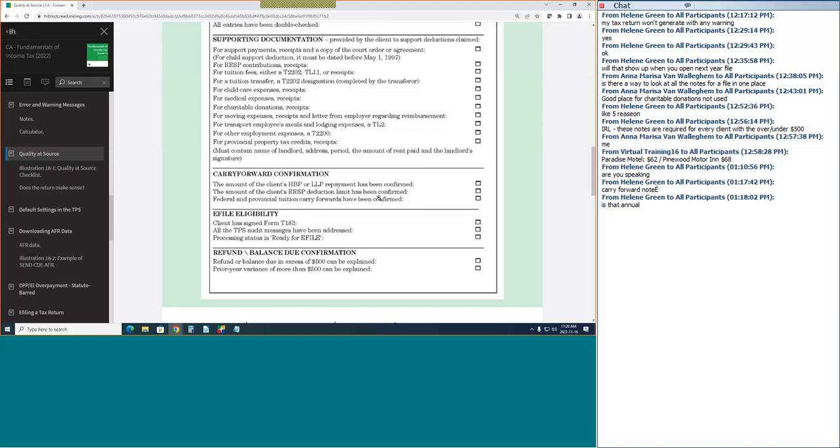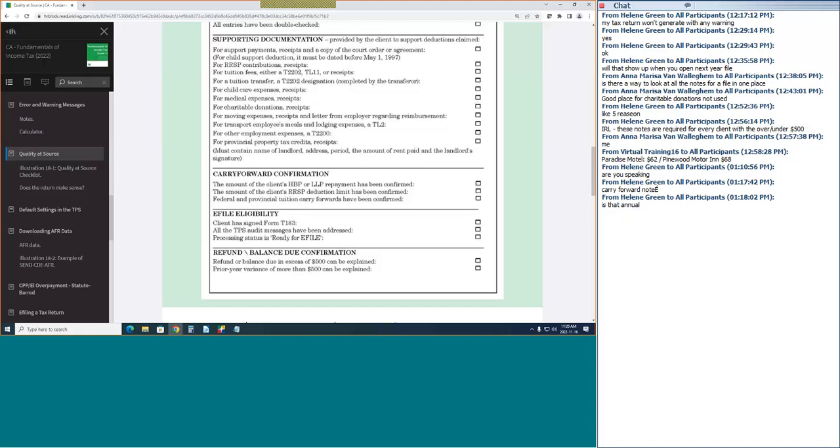Same thing, you're going to confirm your federal and your provincial tuition carry forwards, including if your person was coming from a different province and now they're here. Have I addressed the carry forward when I'm moving between provinces correctly? All of these things are just reminders of what I should be doing before I file the return.